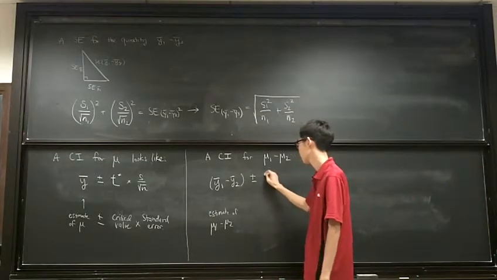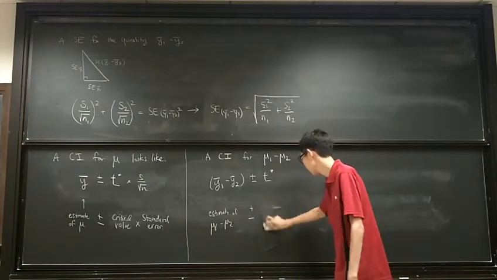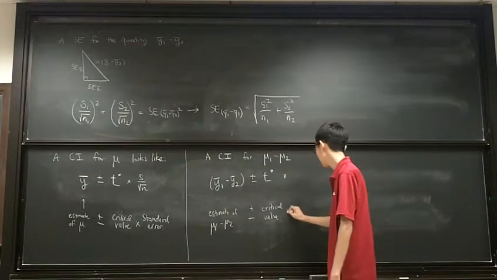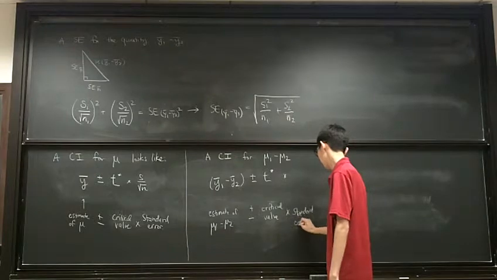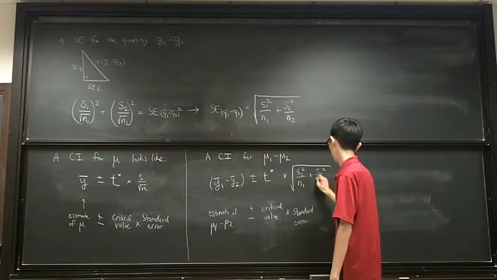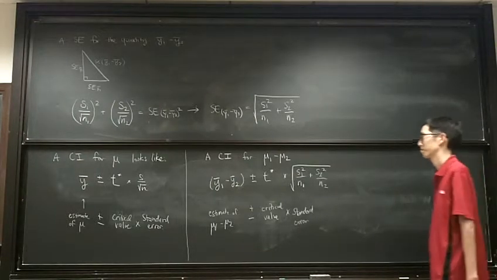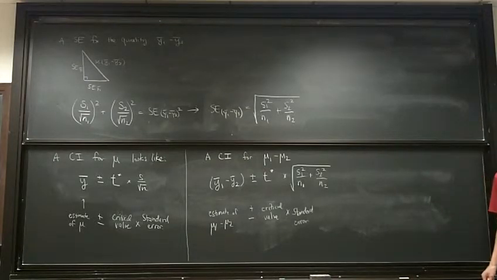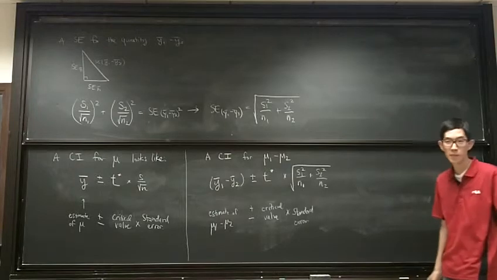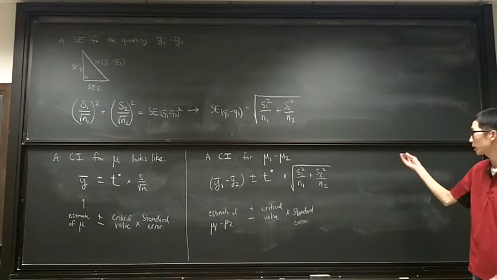And then I'm going to go plus or minus some t star, some critical value t, times my standard error, which is this thing. That's it. This is the confidence interval that we have for a difference between mu1 and mu2.